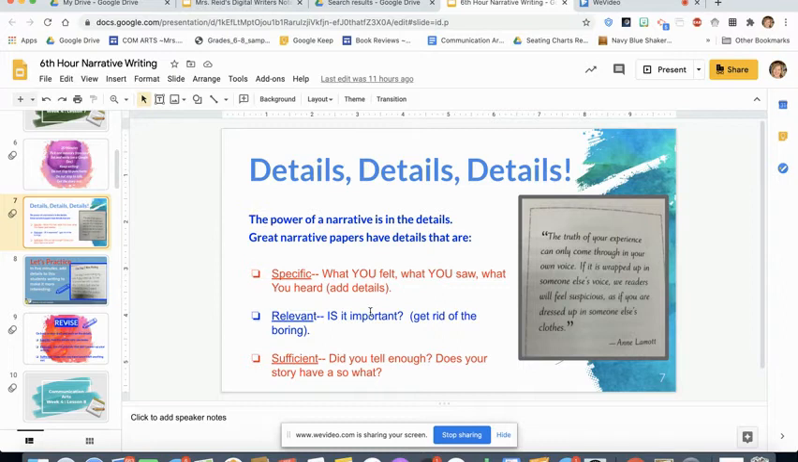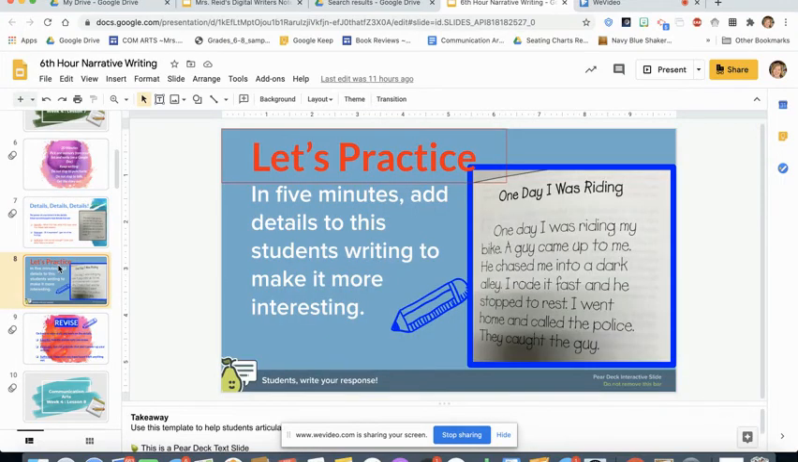I love this little quote to the right. The truth of your experience can only come through in your own voice. If it is wrapped up in someone else's voice, we readers feel suspicious, as if you're dressed up in someone else's clothes. And I love that. You want your story to sound like you, not someone else. Okay, so I want you to write this in your notebook, this entire slide. You don't have to write the quote unless you want to. And then we're going to do a little bit of practice.